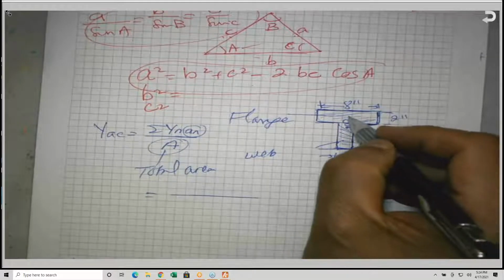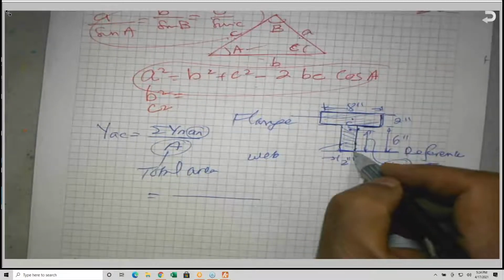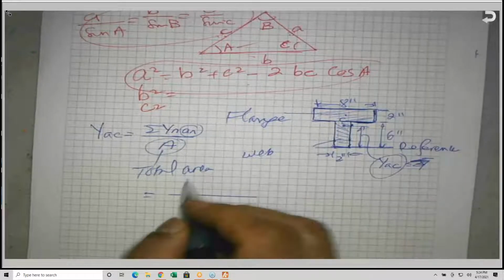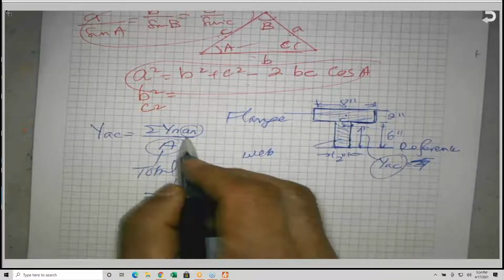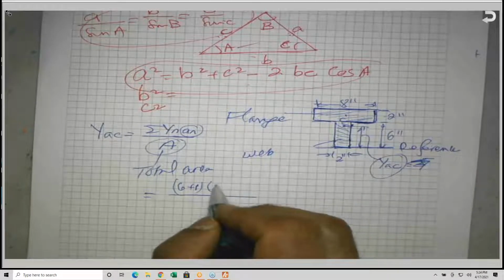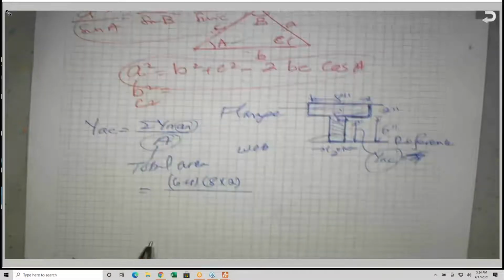So from the centroid of the flange to the reference line is what? 6 plus 1, times its area. What's the area? It is 8 times 2. So I finish the flange.